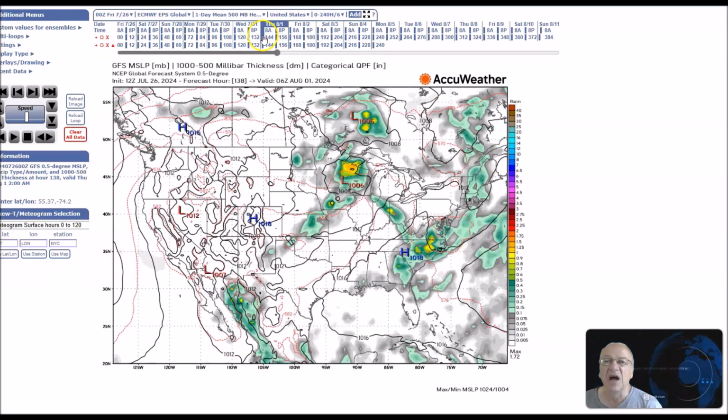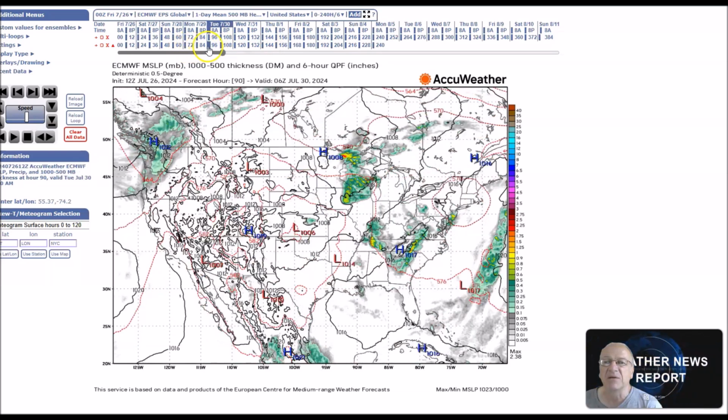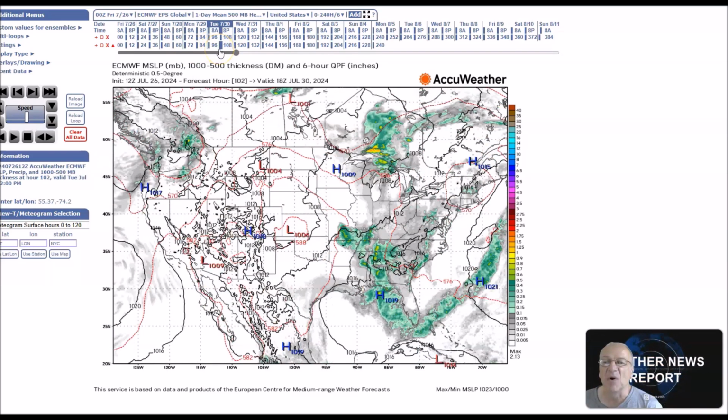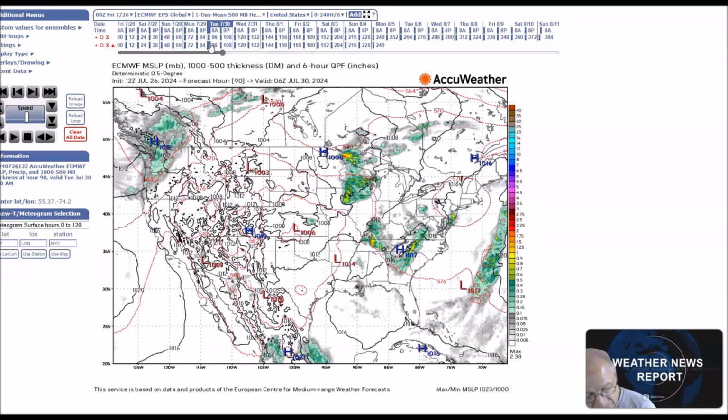This is the GFS. We'll look at the European. The European has a little bit more rain, but not much. But there will be some rain falling across that area there.